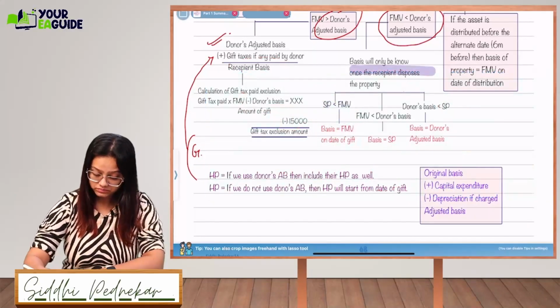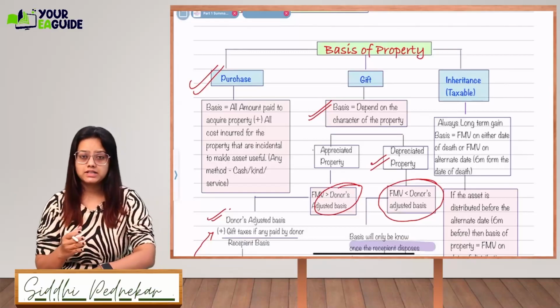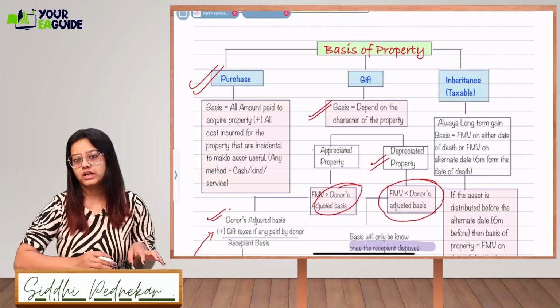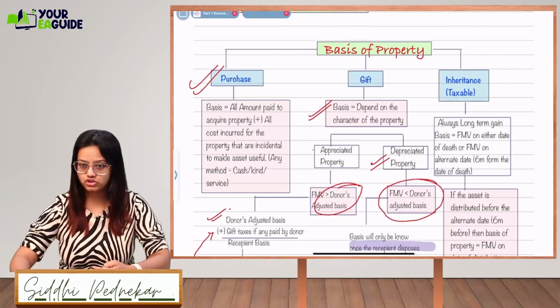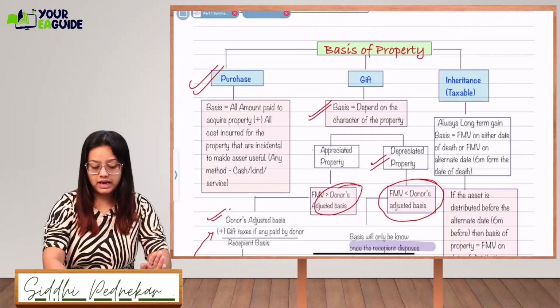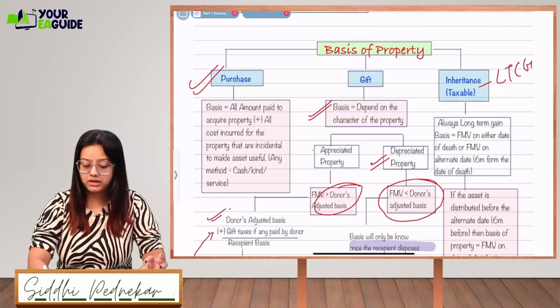Got it, guys? Okay, next is if you receive certain property in inheritance. What do you mean by inheritance? If a particular taxpayer is dying and in his will he has mentioned that this much property will get transferred to his beneficiaries, what will happen in that case? Always remember that any transfer in case of inheritance will be taxable as a long-term capital gain.